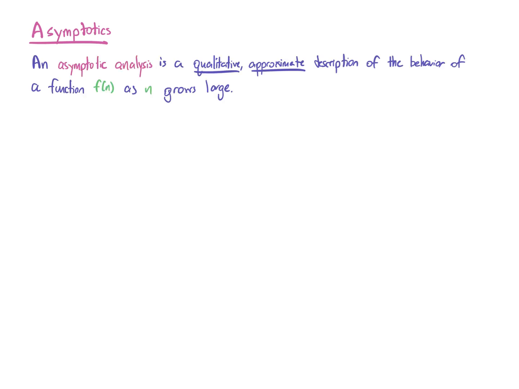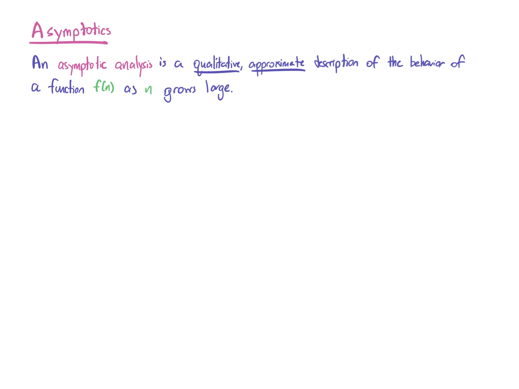In this video, we're going to introduce asymptotics, or asymptotic descriptions of the growth of functions, to use a longer phrase. So, what are asymptotics? We are going to consider asymptotic analysis. An asymptotic analysis is a qualitative and approximate description of the behavior of a function that I'll call f with an argument n as n grows large.